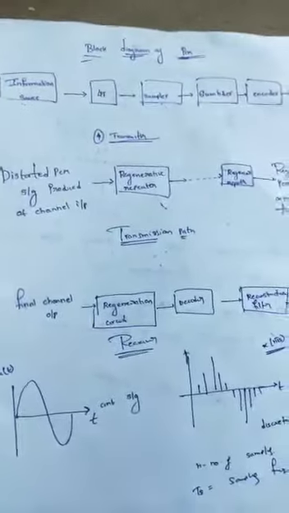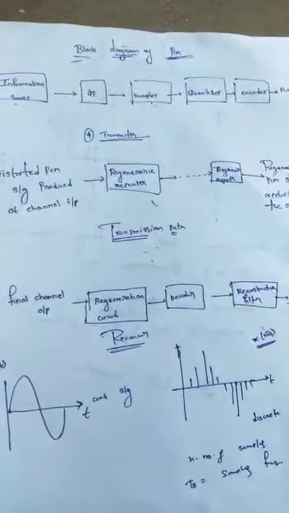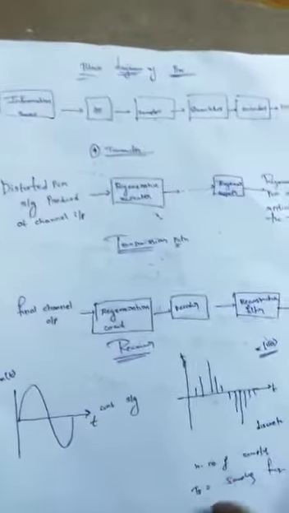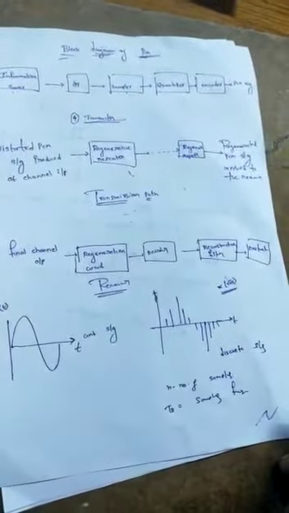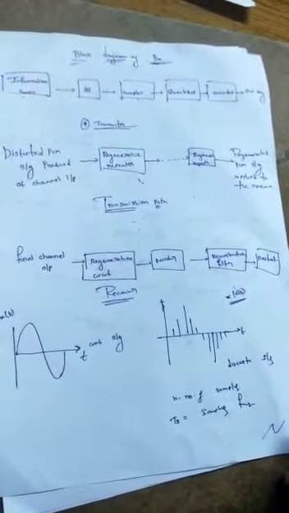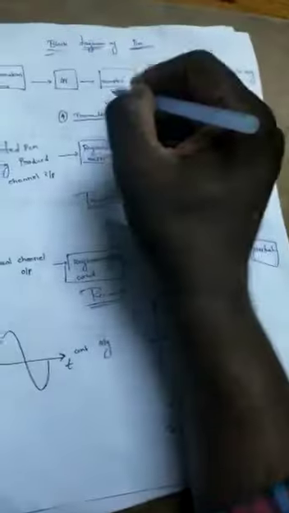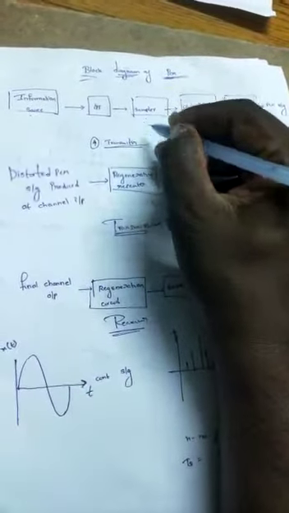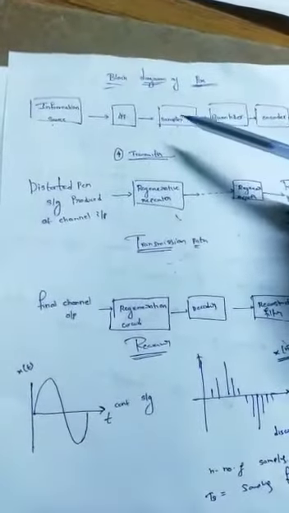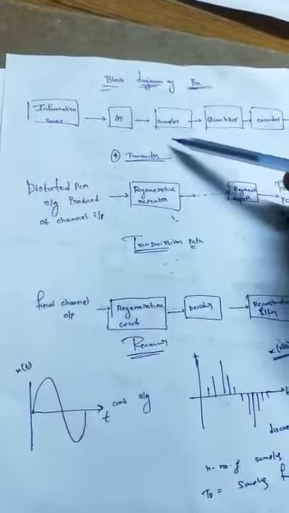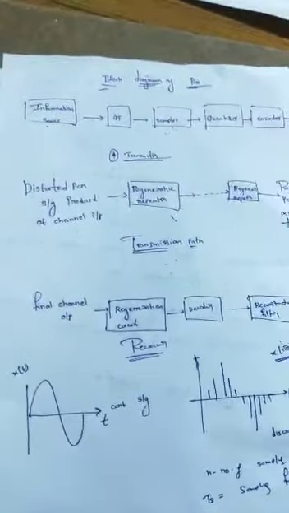Sampler means, the function of the sampler is sampling. Sampling means converting a continuous signal into a discrete signal. Sampling is a process of converting an analog signal into a digital signal, a continuous time signal into a discrete time signal.